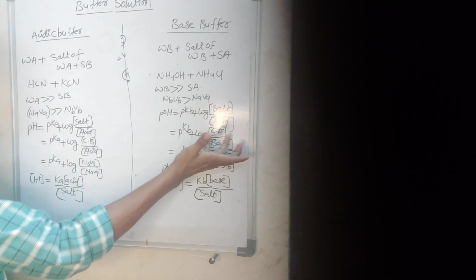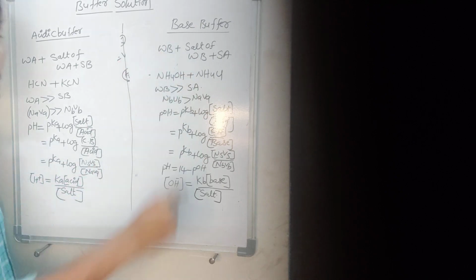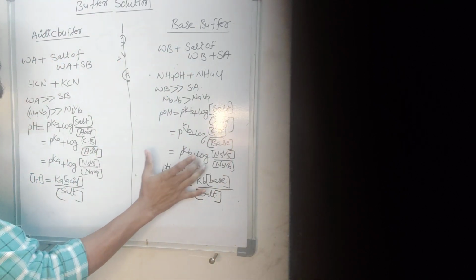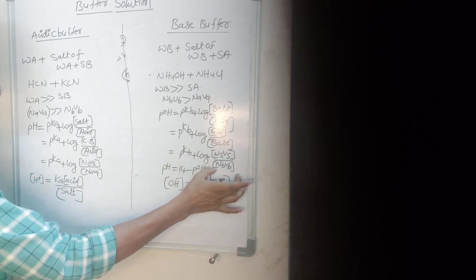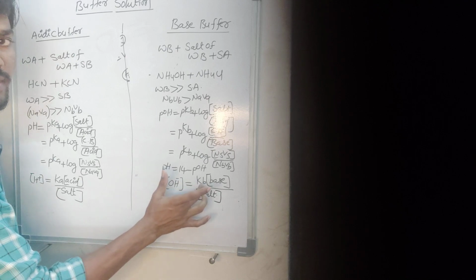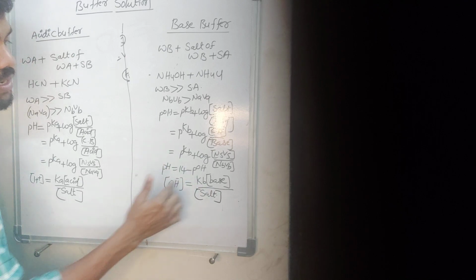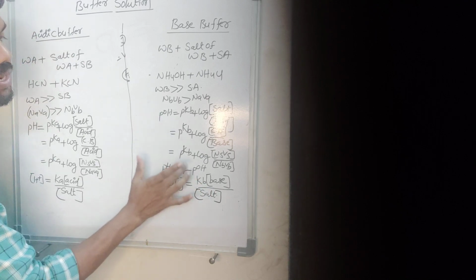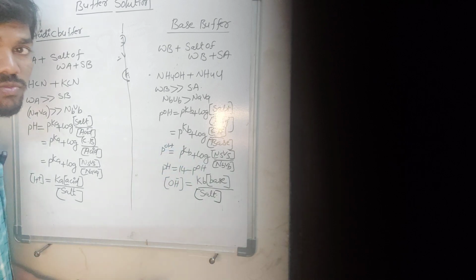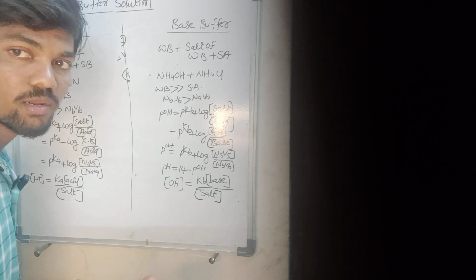NS is the same conjugate. This is a weak base, so its conjugate will be an acid. Conjugate acid by base solution: pOH is equal to pKb plus log of salt concentration by base concentration. If you want to find OH minus concentration, you get the pOH value. If pOH is found, how can you find the pH value? Easily, subtract it from 14.